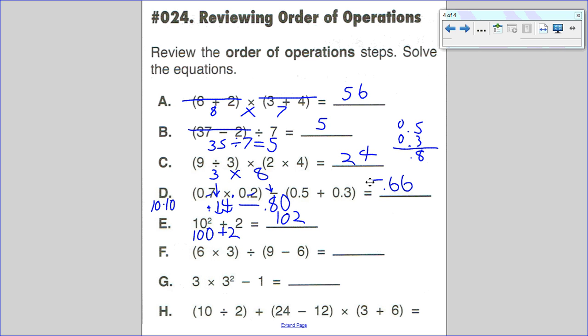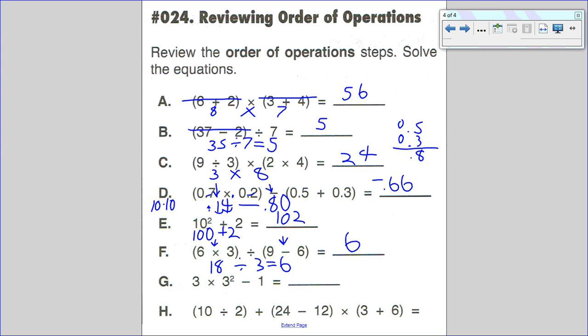Okay, so F, we have parentheses. We have no exponents, but we do have parentheses, and we know that's first, so we just work parentheses from left to right. Even though you see multiplication in here, subtraction in here, it doesn't matter. Let's just do what's inside the parentheses. We'll just go from left to right. So 6 times 3, 18, divided by 9 minus 6, which is 3. 18 divided by 3, 6. So the answer to F is 6.